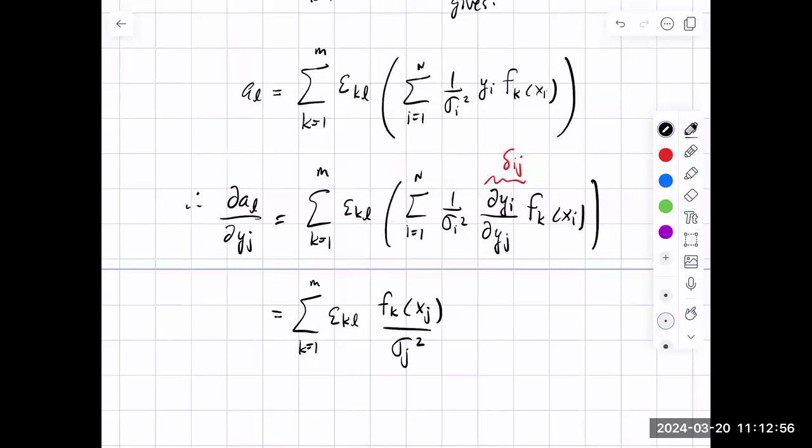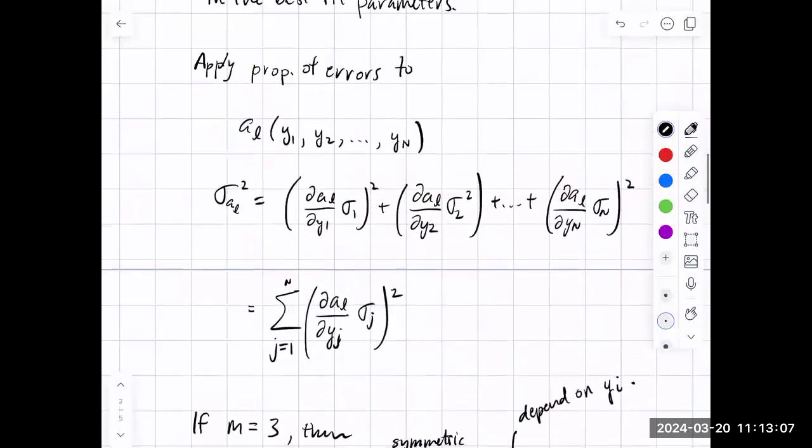Now, what we have to end up doing in the end is to find the uncertainty in, say, AL, so we want to find sigma L. We're going to have to end up squaring these partial derivatives, right? So it's partial derivatives squared here. So what we're going to do is define a quantity that involves the product of these two partial derivatives.